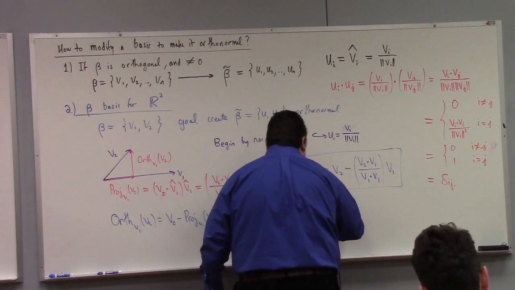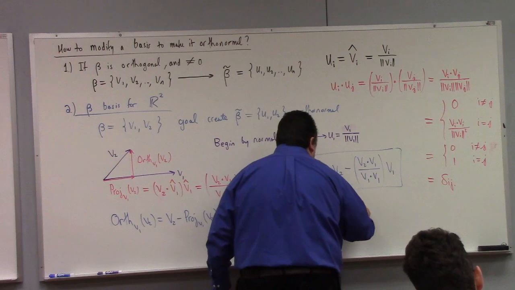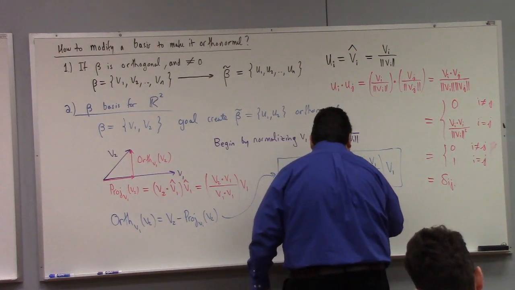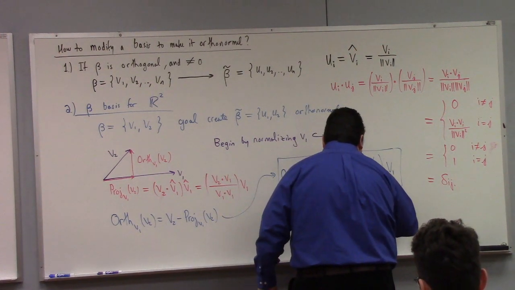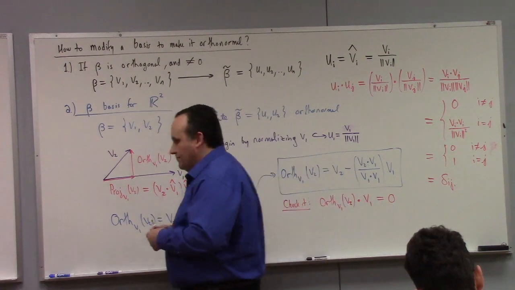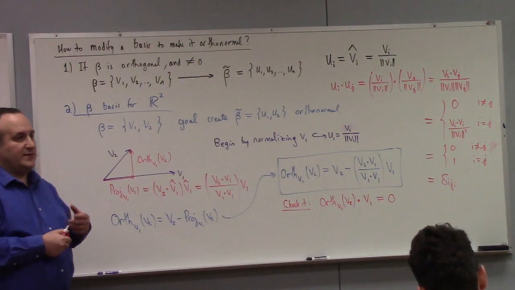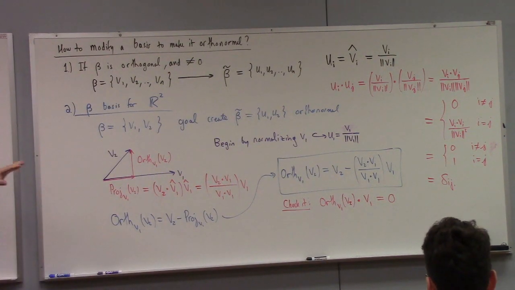Check for yourself that orth of v1, v2 dot product with v1 is equal to 0. Work it out. You don't have to write it down. Just look at it and think through this calculation. You should be able to see why it's 0.